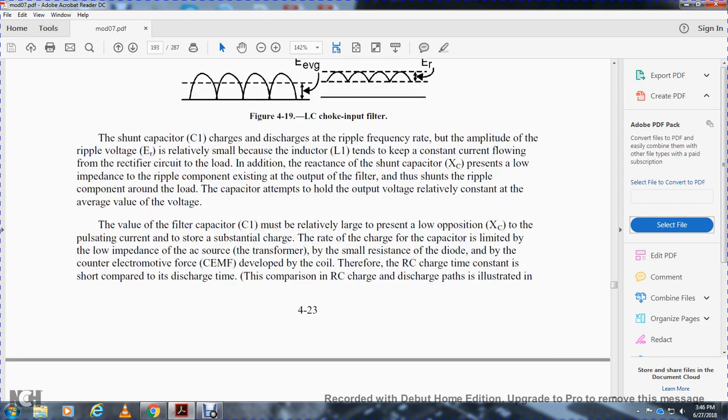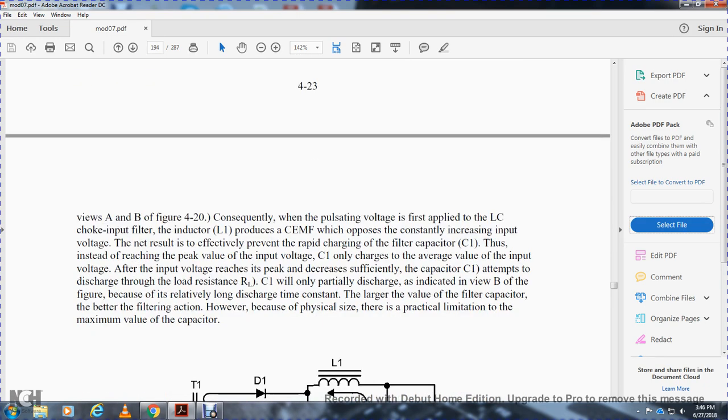The capacitor charge and discharge paths are illustrated in views A and B of Figure 4-20. Consequently, when the pulsating voltage is first applied to the LC choke input filter, the inductor produces a counter electromotive force that opposes the rising input voltage. The net result effectively prevents the rapid charging of the filter capacitor.